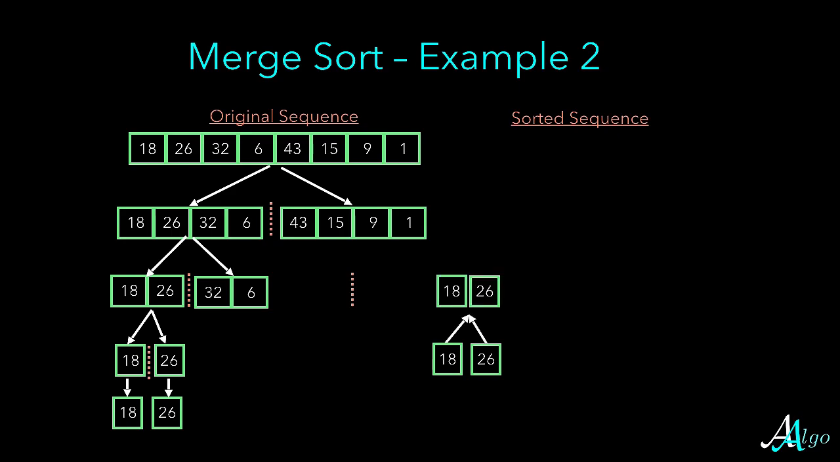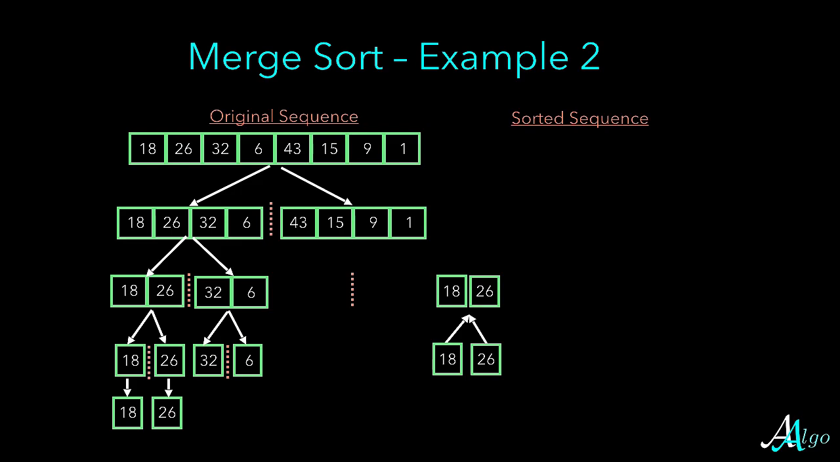So here, merge and sort. We're merging 18 and 20, these two numbers, while sorting them. And we do this for the other part. You can see that after dividing, we have 18, 26, 32, 6, so we have the left-hand part. We're always dividing into left, right, left, right.